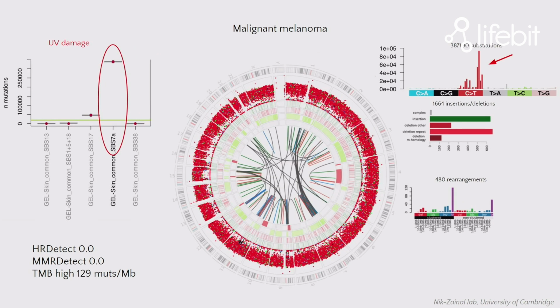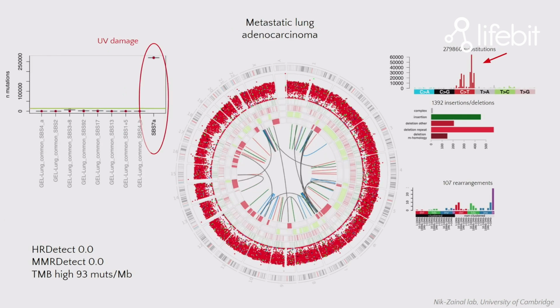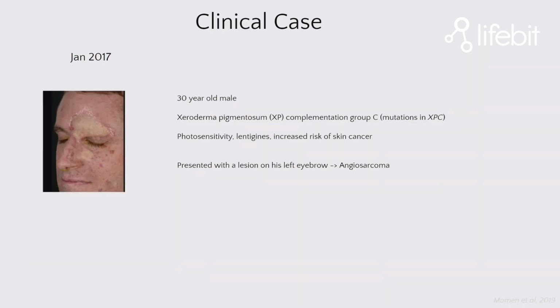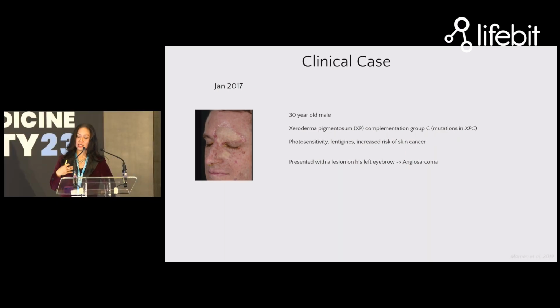Now, malignant melanoma with all its signs of ultraviolet radiation, just keep that in mind. I'm going to run through this quickly because I only have a couple of minutes left. This is a lung cancer, primary unknown, but if you look at the signatures, you can probably guess. The primary is the skin. And here is a clinical case I'm going to finish on, and I have the permission of the patient to tell the story, because he's a patient I've seen in clinic for a DNA repair defect called xeroderma pigmentosum.